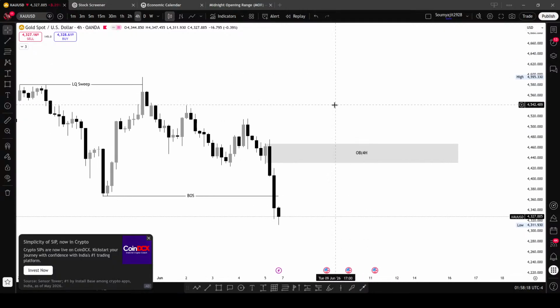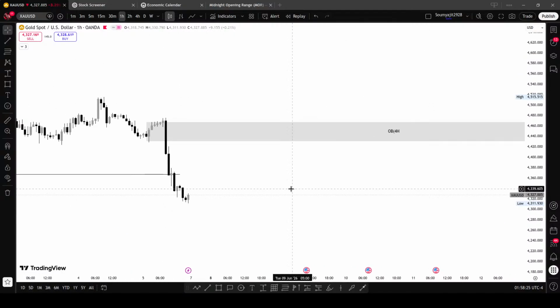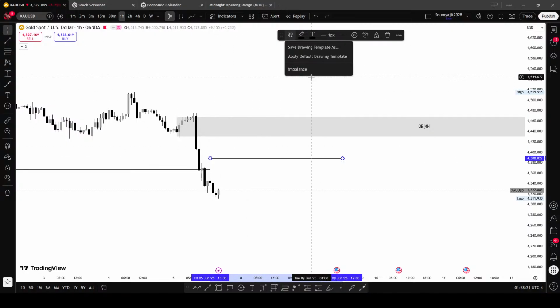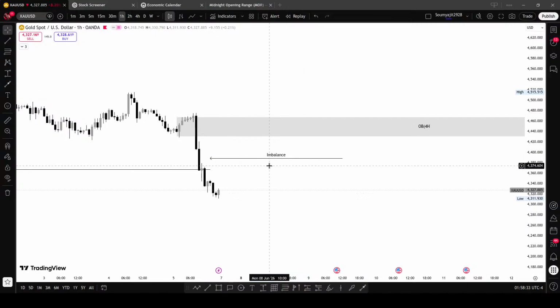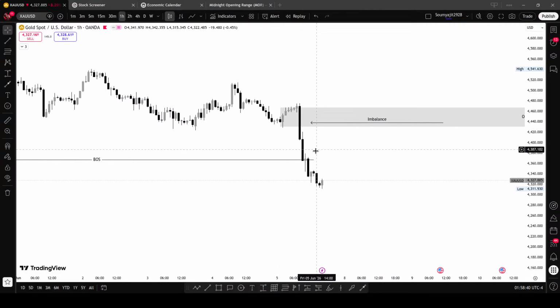Okay, now we will go to 1 hour. In the 1 hour time frame, we have some imbalances left behind over here. The best imbalance will be this one. I would like to see some reaction off of this area, because this one, as per my rules, is not valid.